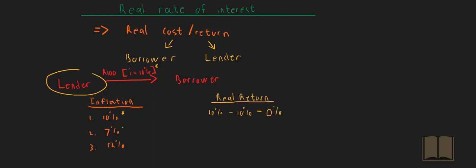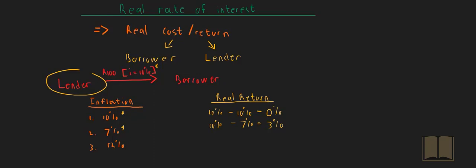Now let's consider a situation where the inflation rate is only 7%. That means of the 10% interest that the lender is charging, 3% is a real rate of return. So they have increased their wealth as a result of this transaction by 3%. That's the real rate of interest.